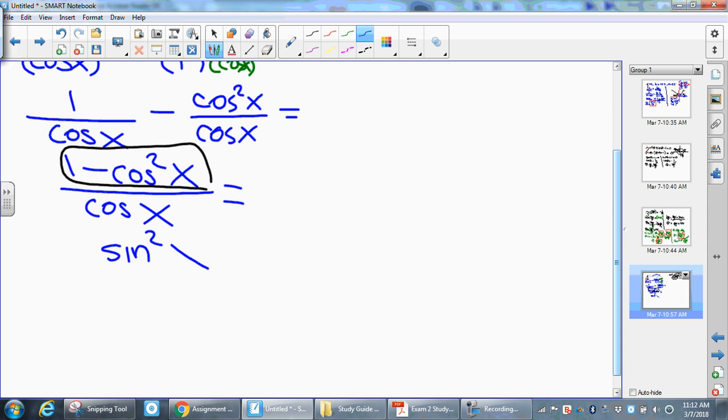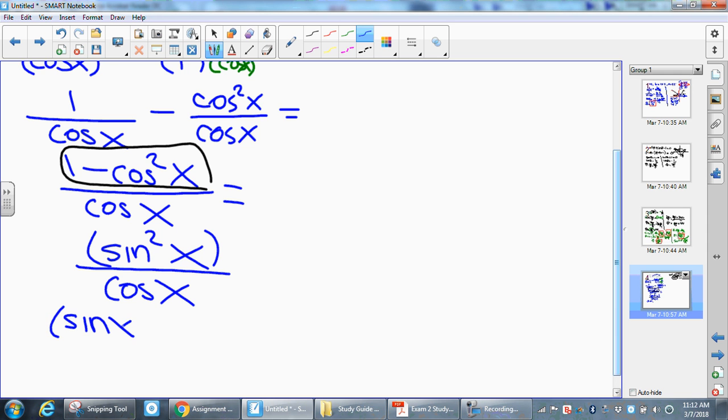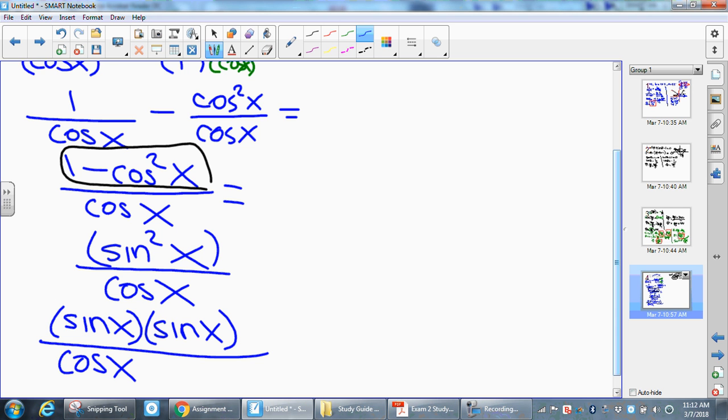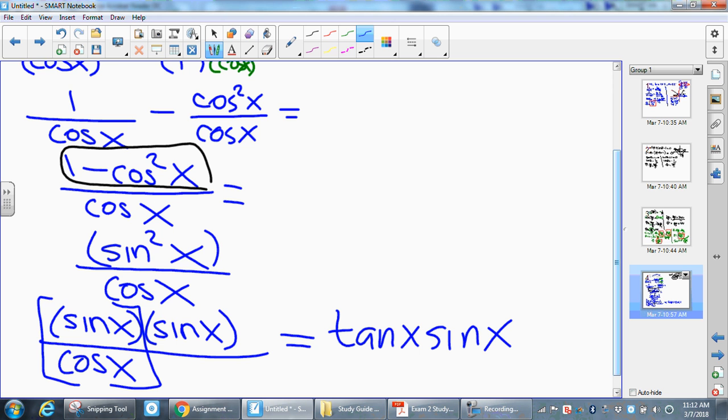Sine squared x over cosine x. We're almost there. Now we could split this or factor it into 2 sines: sine x times sine x. Because if I say 2 sines, then that could be like 2 times sine x. So then we do that, and I'm going to put cosine x under here. And then by the associative property, you can group those two together. And what do you get? Sine over cosine is tangent. And then we have sine x. Okay, and that's it.